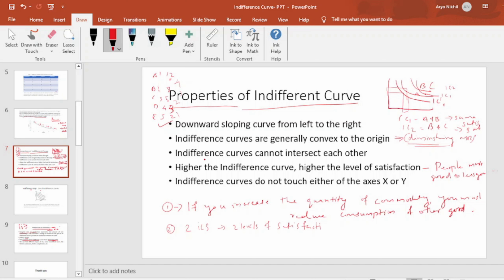And the next property is that indifferent curves do not touch the axis. If a curve touched an axis, it would mean the consumer only wants one good and none of the other, which contradicts the concept. We know that an indifferent curve is a combination of two goods giving the same level of satisfaction. If this indifferent curve touches the axes, it would mean the consumer only wants one good and none of the other, which contradicts the concept itself. So indifferent curves do not touch the x-axis or y-axis.